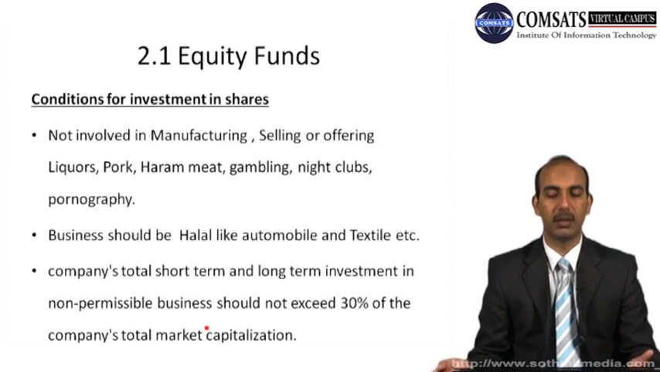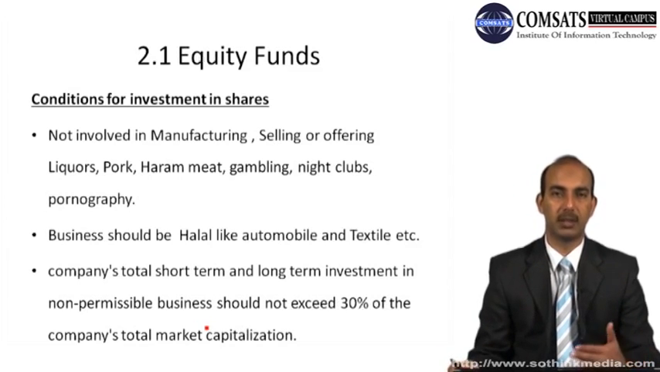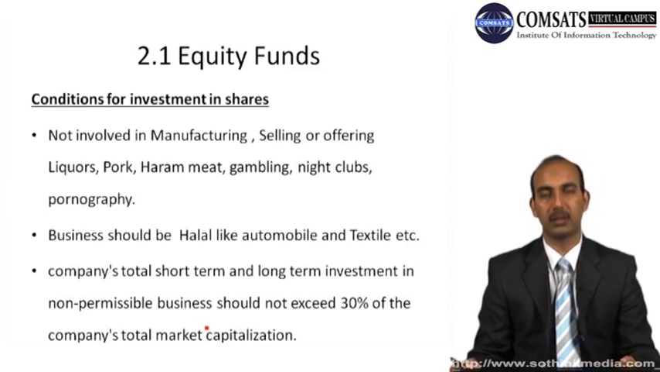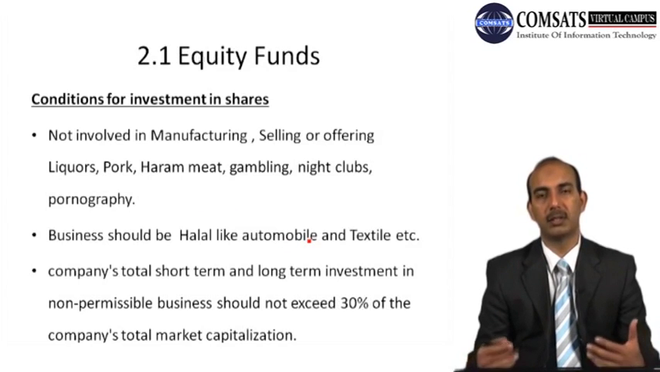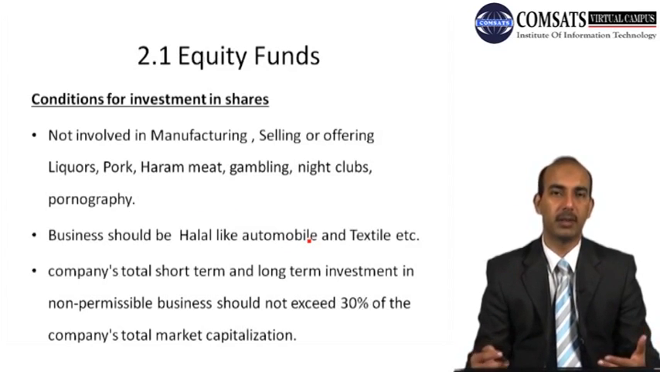They should not be involved in any haram activities, as mentioned previously and also mentioned in this slide as well, that those companies should not be involved in selling or offering liquors, pork, haram meat, gambling, nightclubs, pornography, narcotics, such things. And the business should be halal, like automobile, textile, any business which is halal, where the activities of the business are Sharia compliant. The companies selected for investment should be like that.